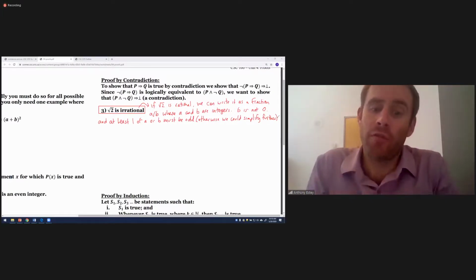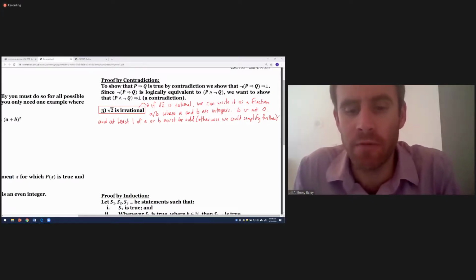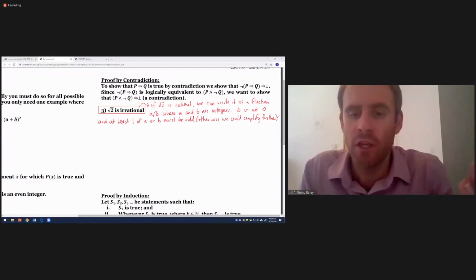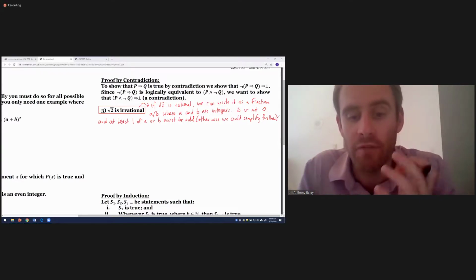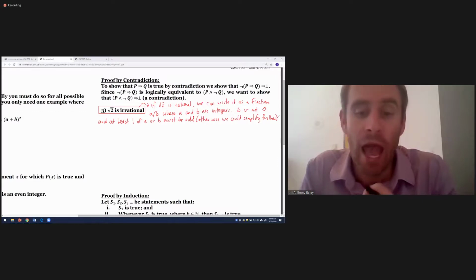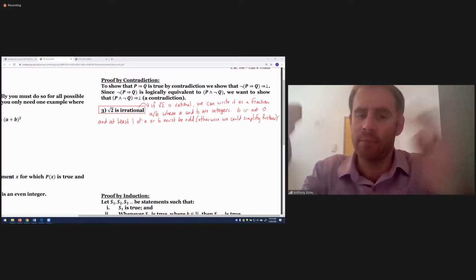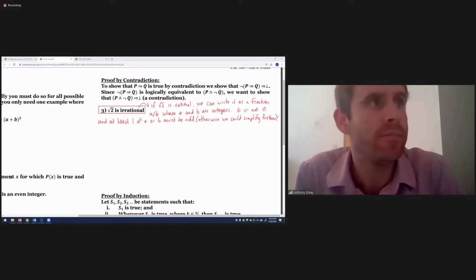So again, if root 2 is a rational number, we could write it as a fraction a over b in lowest terms. We want b to not be 0, otherwise we've got a divide by 0. And we want at least one of a or b to be odd, otherwise we could simplify this into lower terms.